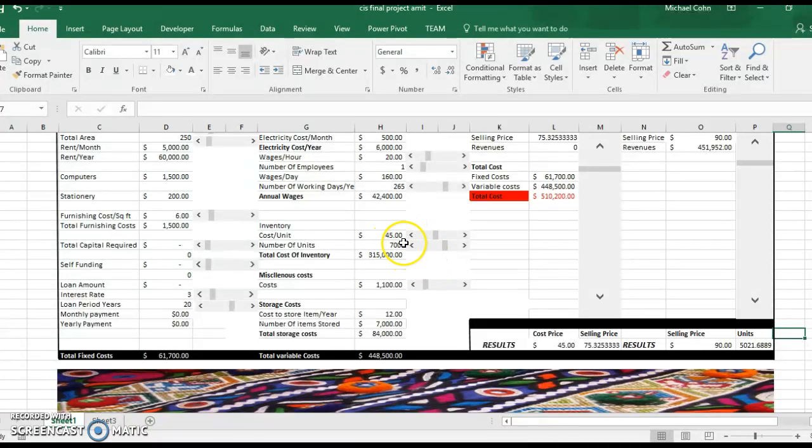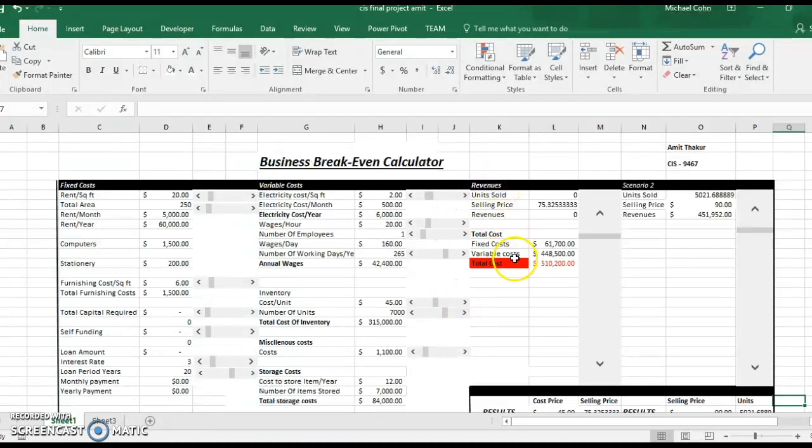Now, once she has purchased these 7,000 units, she might need to store them at a warehouse, and the storing cost is roughly $12 a unit per year. So to store 7,000 units would cost around $84,000 a year in storage.